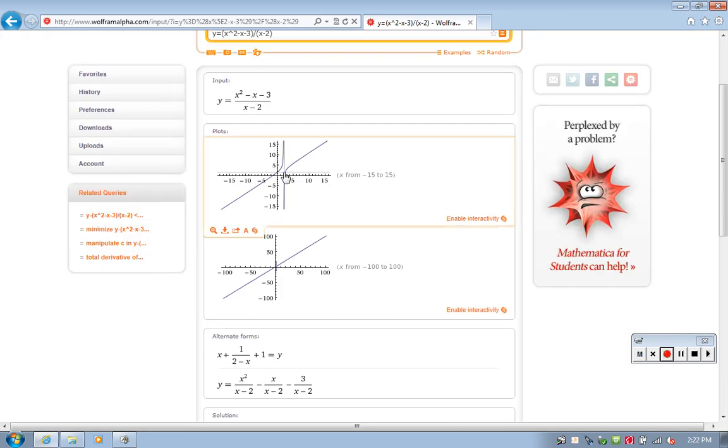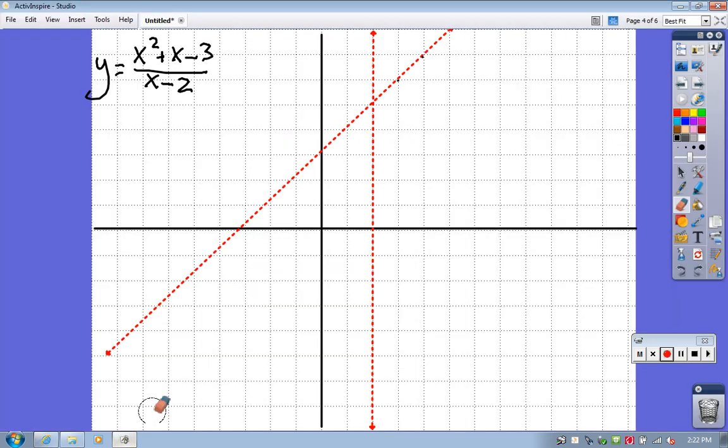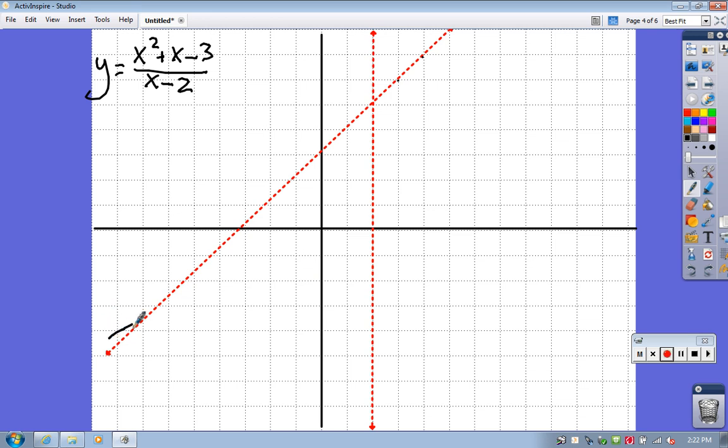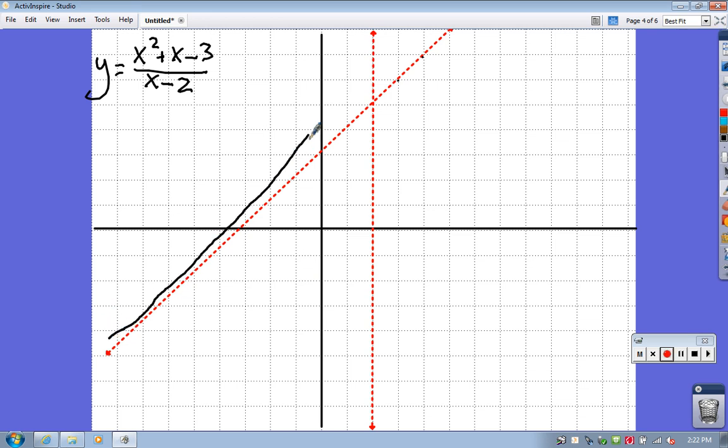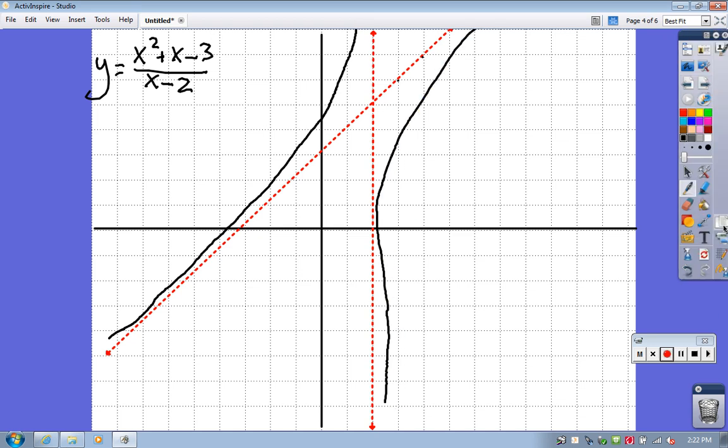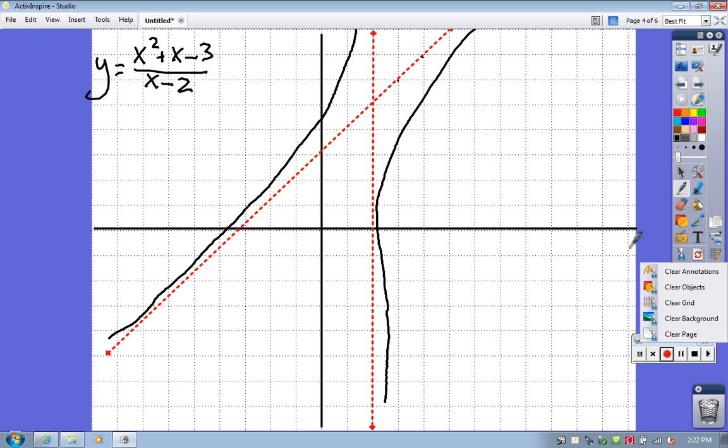And notice I can see right here at 2, there's this asymptote going this way. And then it's going to be the outside parts on this graph. So it's like this, and like that. I'm sorry, I cannot stand that terrible drawing that I just did.